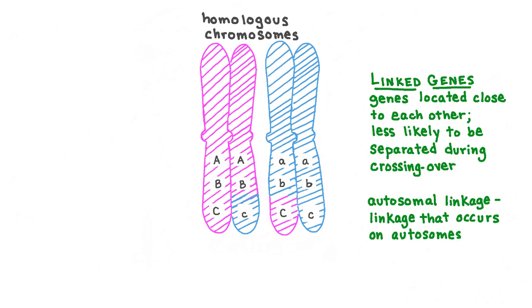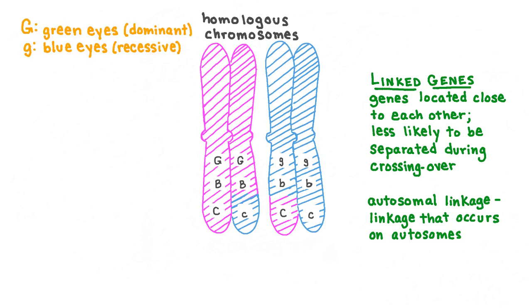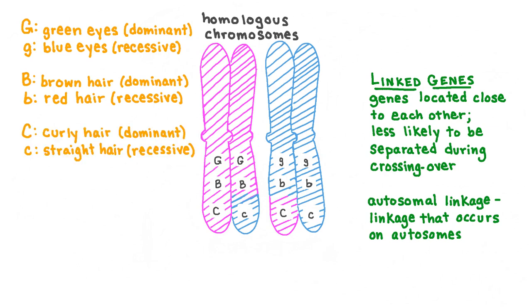To understand this better, let's think of some example traits that might be determined by these genes. For example, instead of gene A, we might have gene G, where the dominant allele, or capital G, is coding for green eyes, and the recessive allele, or lowercase g, is coding for blue eyes. And gene B might determine hair color, where the dominant allele, or capital B, codes for brown hair, and the recessive allele, or lowercase b, codes for red hair. And then gene C might determine hair texture, where the dominant allele, or capital C, codes for curly hair, and the recessive allele, or lowercase c, codes for straight hair.